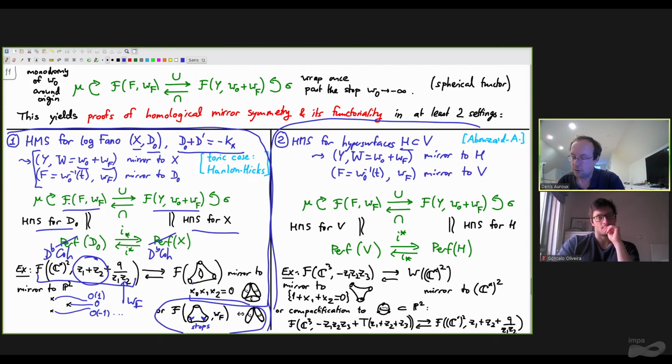In the setup of the previous slide, for a hypersurface in a toric variety, similarly, what happens is the fiber is mirrored to the ambient toric variety. And the total space now is mirrored to the hypersurface. And again, cap and cup correspond to inclusion and restriction. And so, in fact, the calculation I gave above can be understood in this language.